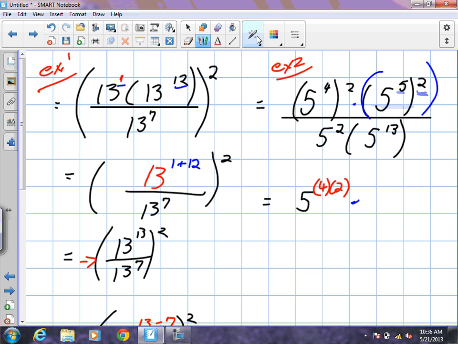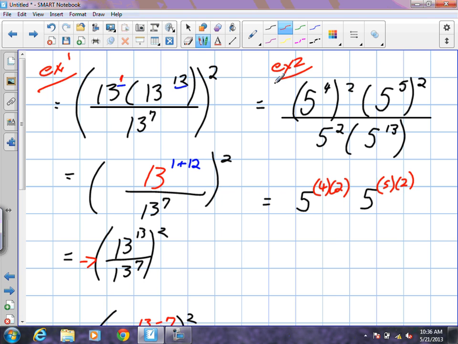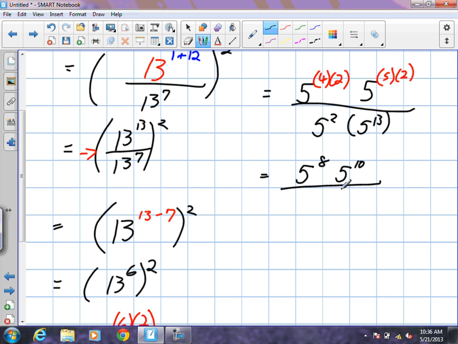This becomes base 5. What do I do with those two exponents? That's right. 5 to the power of 5 times 2. And we'll keep what's on the bottom. We'll do that after. That leaves us with 5 to the power of 8 times 5 to the power of 10, divided by 5 to the power of 2. And these brackets don't really need to be written here. There's nothing to simplify. It's really 5 to the power of 13.